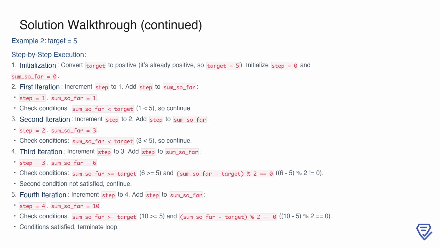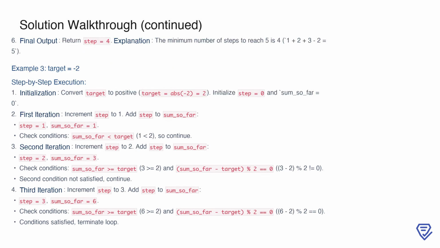In the fourth iteration, we increment step to 4 and update sum_so_far to 10. At this point, sum_so_far is greater than the target, and the difference between sum_so_far and the target, which is 5, is divisible by 2. Both conditions are satisfied, and we can terminate the loop. For this example, the minimum number of steps needed to reach the target of 5 is 4. The sequence of steps, 1 plus 2 plus 3, minus 2, adjusts the total to match the target value.